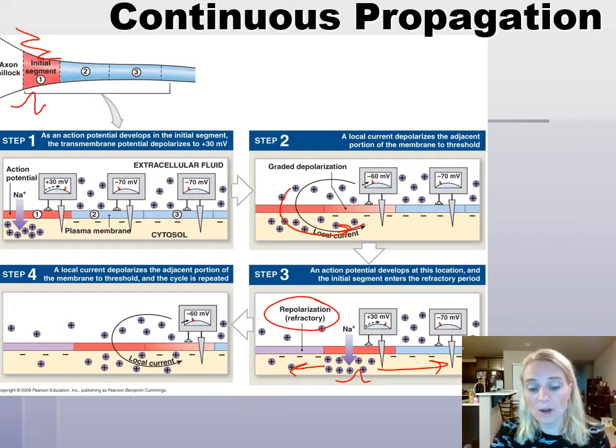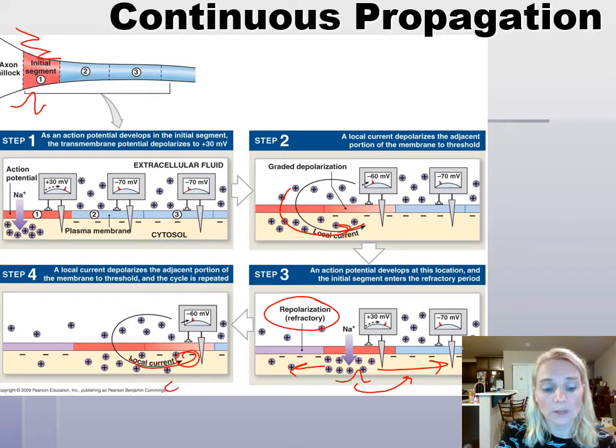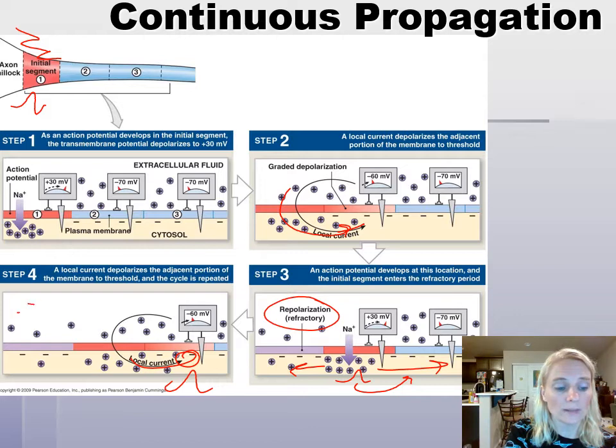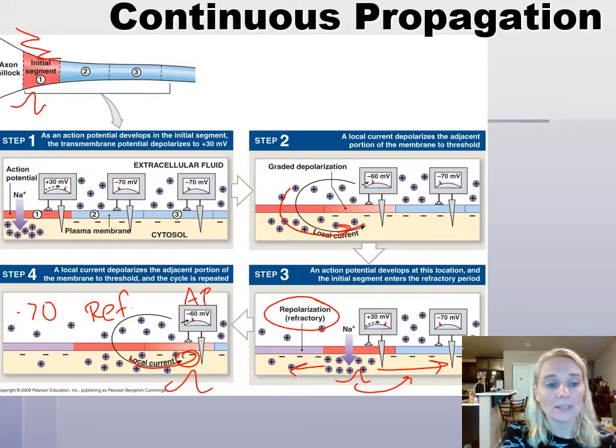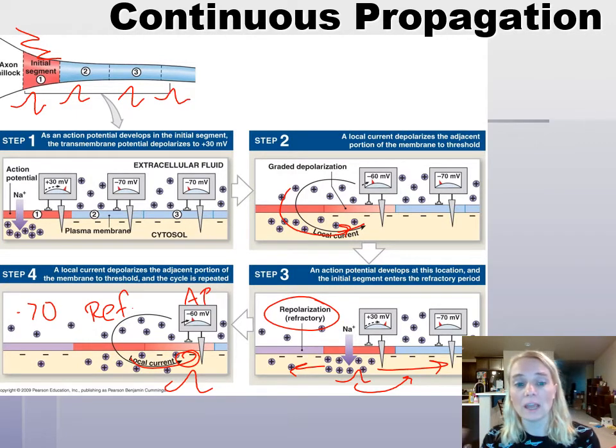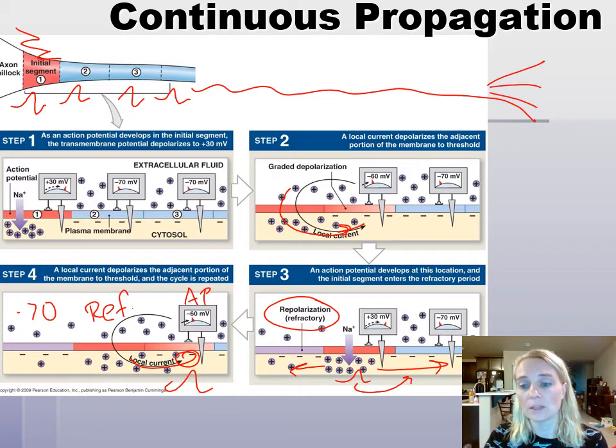So then all of this sodium is going to depolarize the very next segment, and segment three is going to go through its little action potential. This one is back to rest, this one is in refractory, and this one is in action potential. So we're going to have an action potential here, which will trigger an action potential here, which will trigger an action potential here, and so forth, all the way down the line until we get to the synaptic knob. Every single surface of the axon is depolarized, followed by a wave of repolarization and a refractory period, until it gets back to rest, because sodium-potassium pumps are doing their job. Continuous propagation is actually slower than saltatory, which is what we'll talk about next.